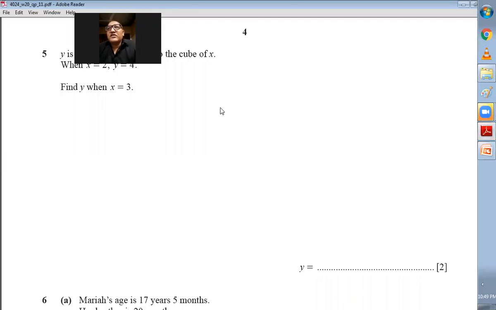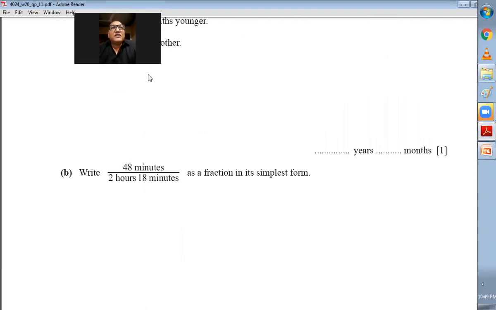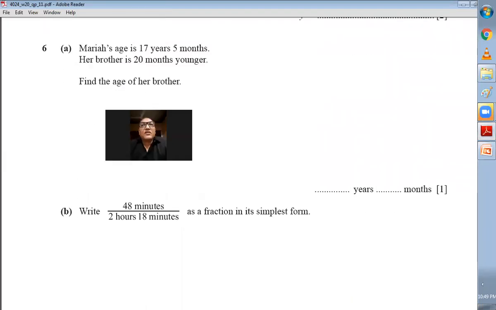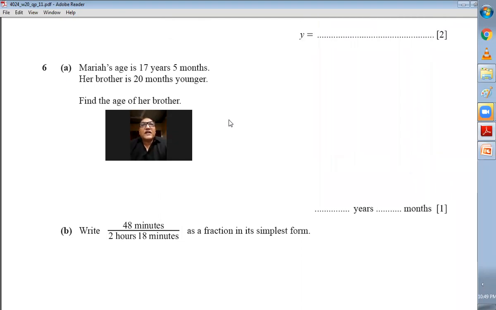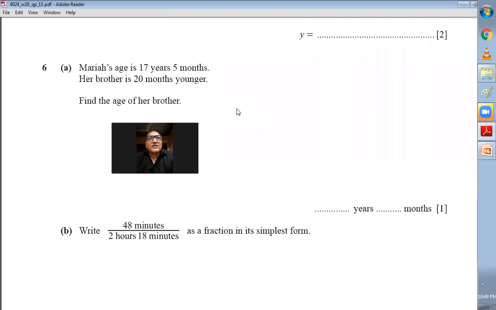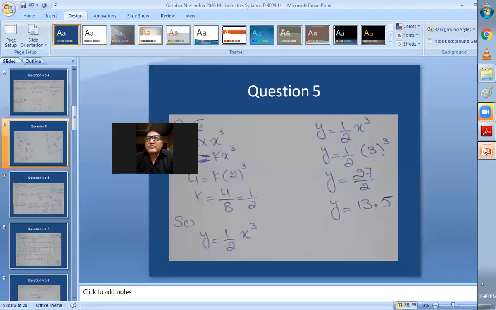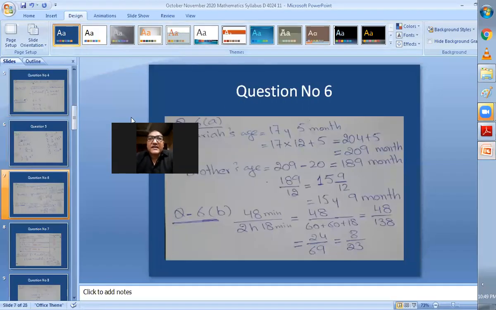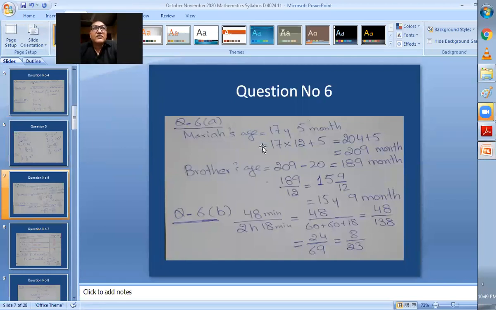Next question. This was question number 5. This is question number 6 showing on your screen. Maria's age is 17 years, 5 months. Her brother is 20 months younger. Find the age of her brother. Okay, so very simple question. And let me show you how we have done this.